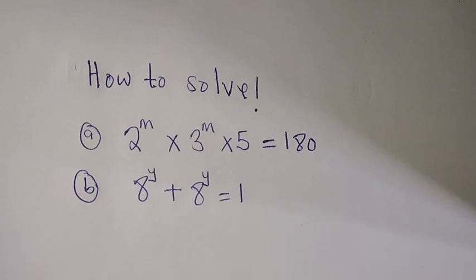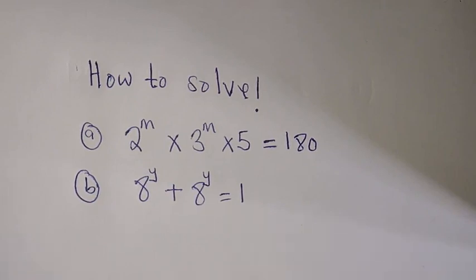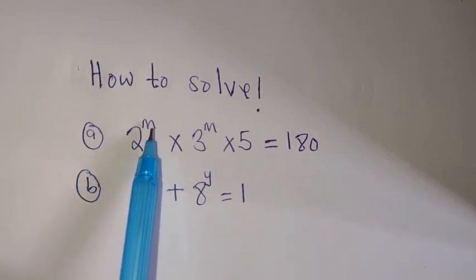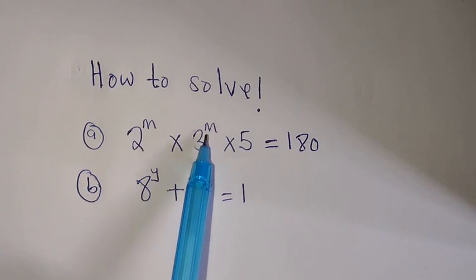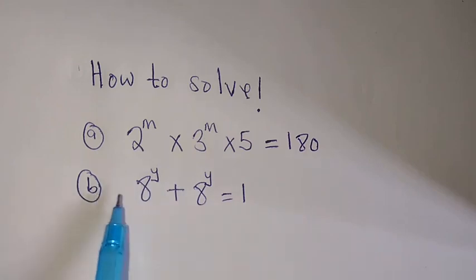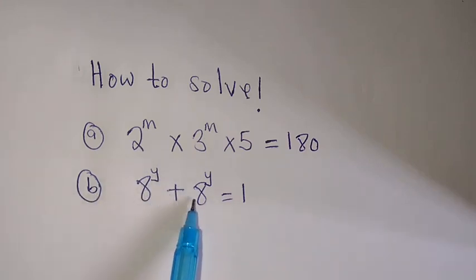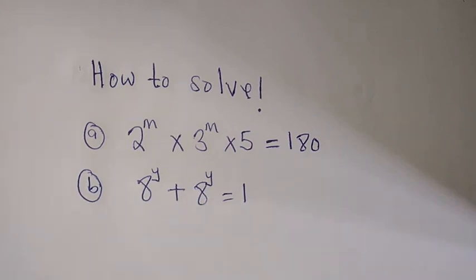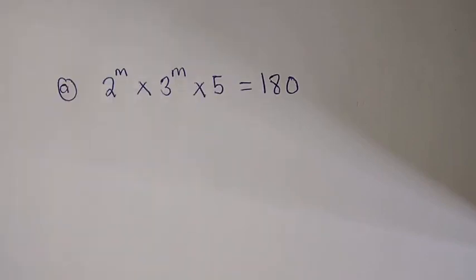So in this presentation, I want us to answer these two questions. How to solve A, 2 power m times 3 power m times 5 is equal to 180. B, 8 power y plus 8 power y is equal to 1. So let's see how we can solve them. Alright, so here is our first question.